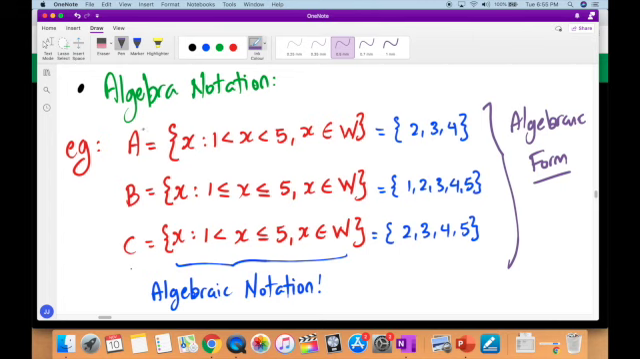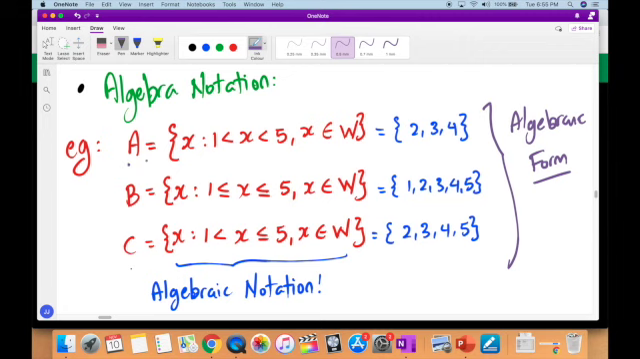So what do I have? I have a special way of writing this out. If you were to write this in set builder form, it would be a long paragraph. So this is why algebraic notation is really simple. But you have to be real careful with it. So let me show you what it means.